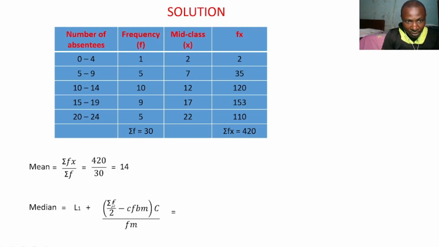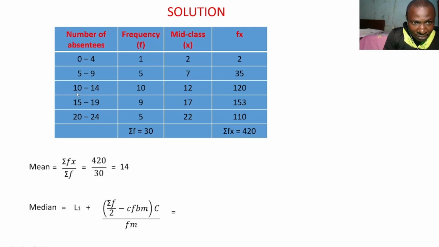Now, remember that our summation f is already 30. 30 divided by 2 is 15. That is how we're able to determine that 10 to 14 is the median class. Now that we have been able to establish that 10 to 14 is the median class, how do we get the lower class boundary?